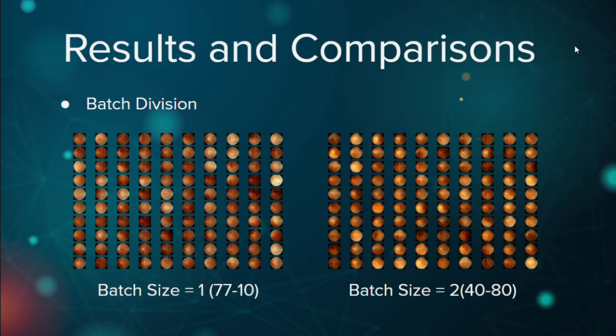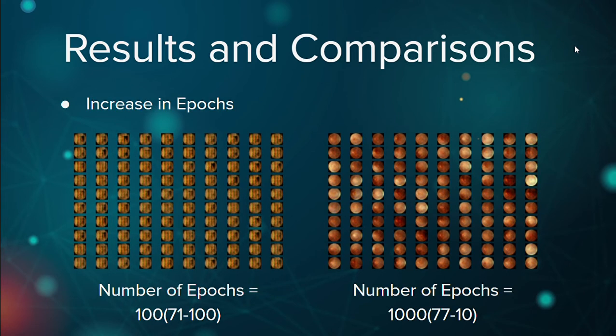The images generated when the batch size is equal to 1 are shown on the left, and the images generated when the batch size is equal to 2 are shown on the right. As we can see, the images on the left seem to be a lot clearer when compared to the images on the right. So we considered that batch size equal to 1 gives better accuracy and efficiency when compared to the other batch sizes.